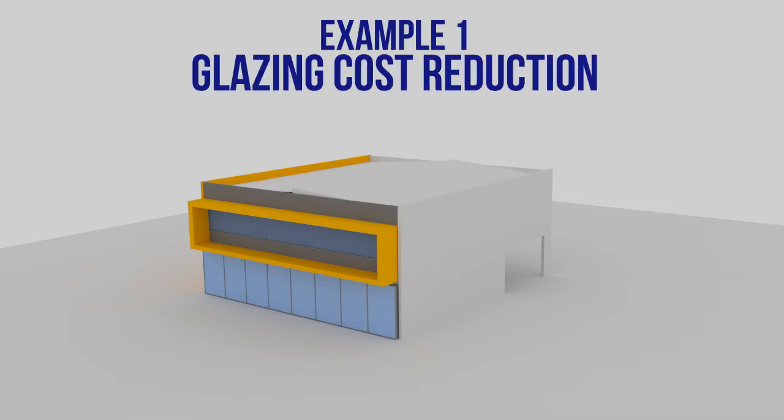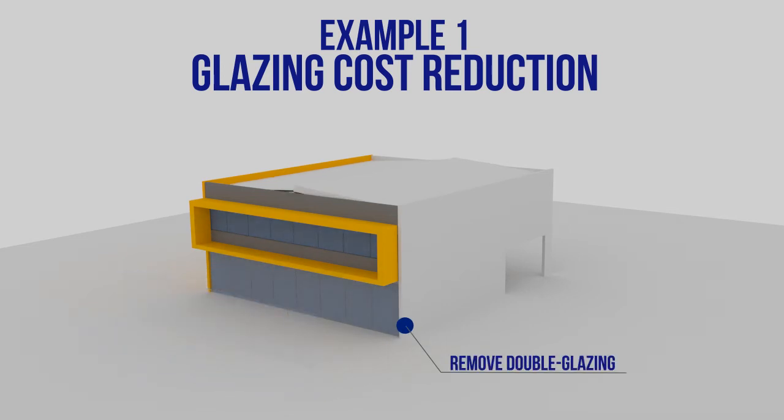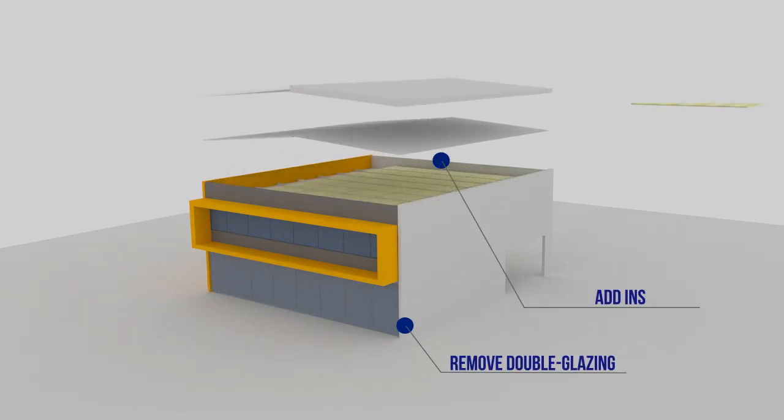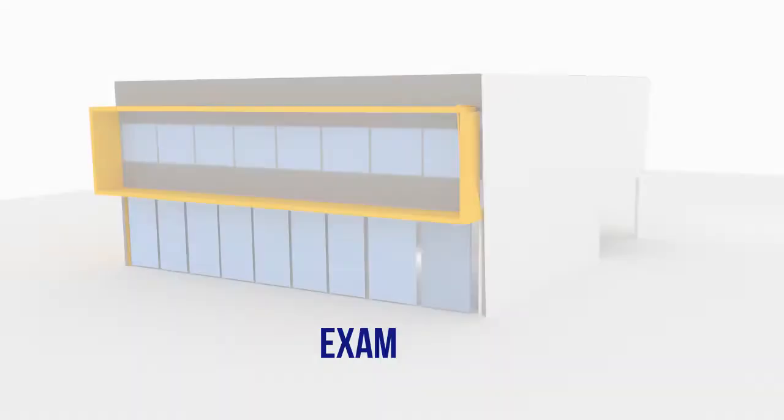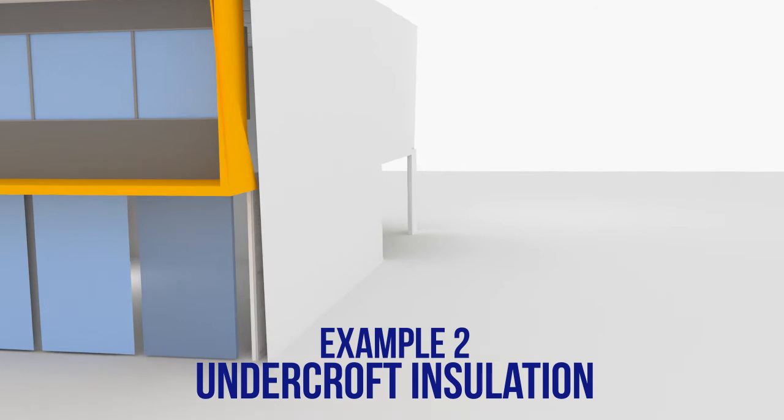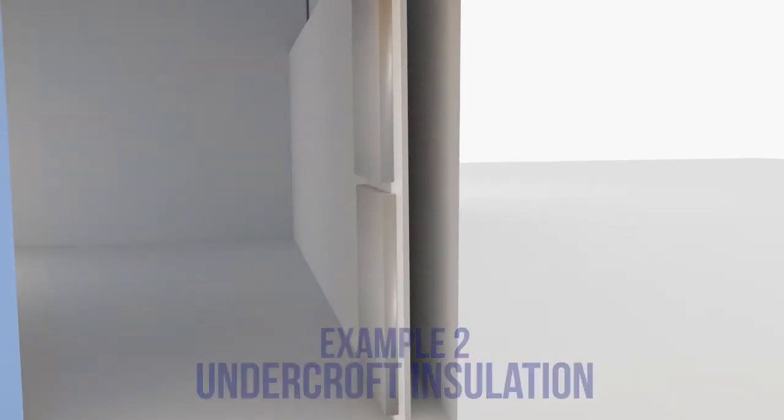In this instance, to adhere to the Deemed to Satisfy glazing calculator, this building requires double glazing to the curtain glazed facade. By looking at the building holistically, we're able to reduce the reliance on high cost items such as glazing by improving building performance with low cost items such as bulk insulation. In this example, we demonstrate how flexible JV3 compliance can help to curb construction times and save money on materials.